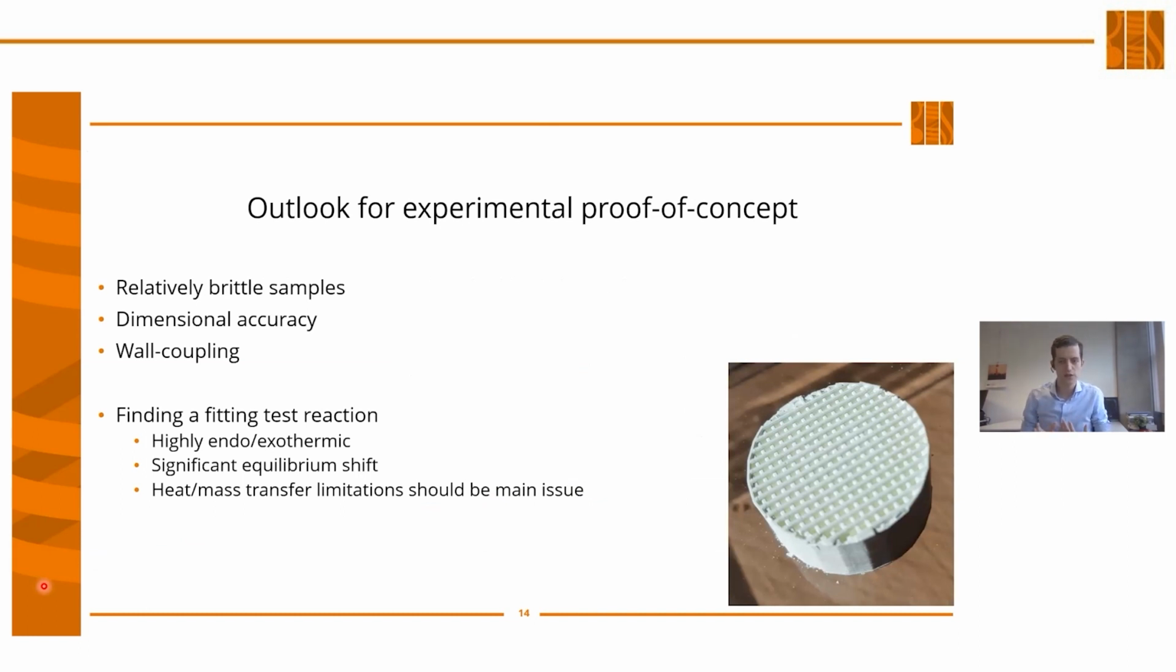And first of all, I should mention that these are still relatively brittle structures. This one is in fairly good shape, but you can see some of the dust formation on the side where it has broken a bit. And of course, we need to put it inside of a reactor, so it needs to be quite stable. But the real bottleneck here is the dimensional accuracy and the wall coupling.